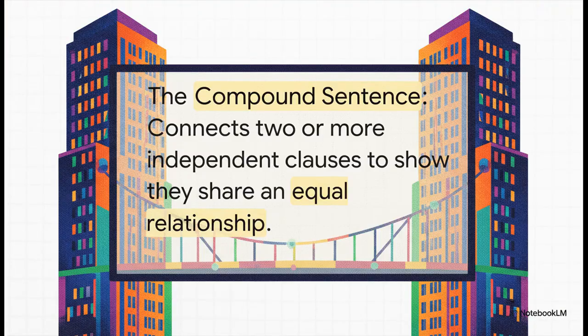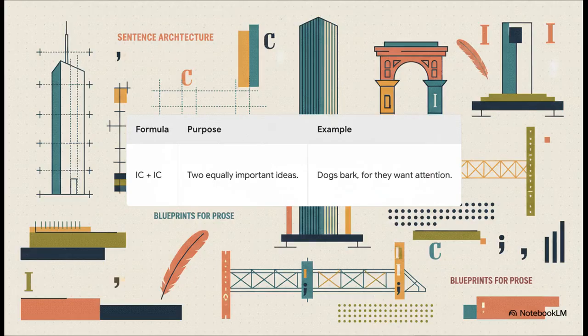Okay, next up is the compound sentence. This blueprint is all about making connections, about taking 2 equally important ideas and linking them together. So this structure, it takes 2 complete thoughts, 2 of those independent clauses, and joins them to show that they have the same weight. You see it in the example, right? Dogs bark and they want attention are presented as partners, as balanced ideas. This is what creates that nice, smooth, logical flow.